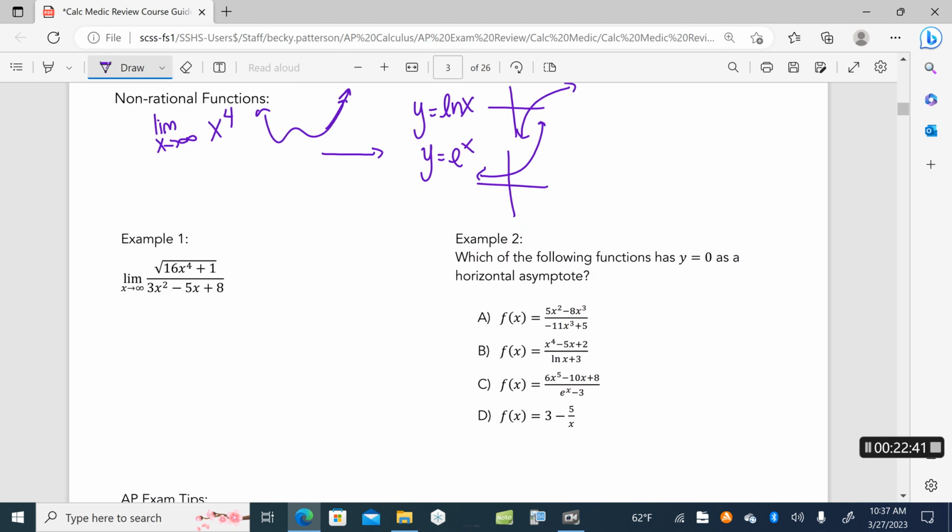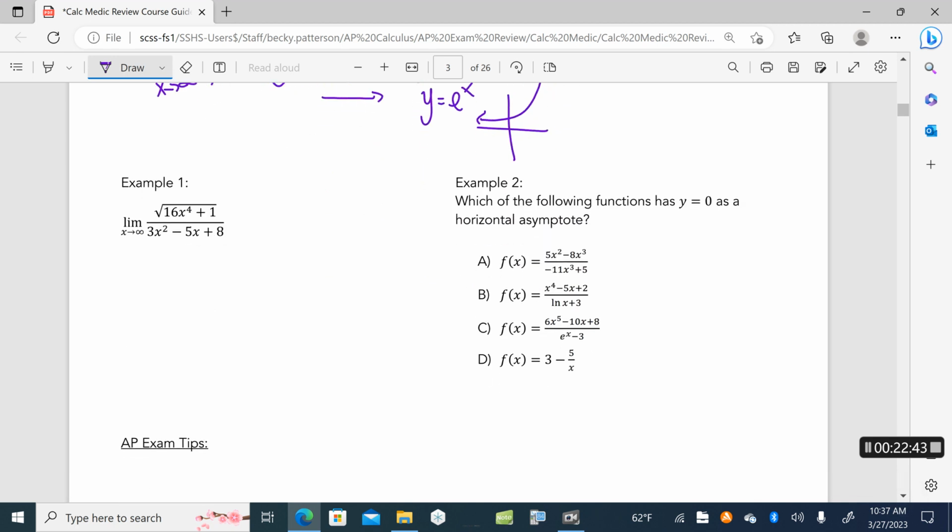So let's look at our examples. To look at the first one, the first thing I have to notice is that I'm headed to infinity, so I know that I'm thinking about end behavior. This is not a polynomial over polynomial, this is a radical function over a polynomial, so I'm really just interested in the highest powered terms.